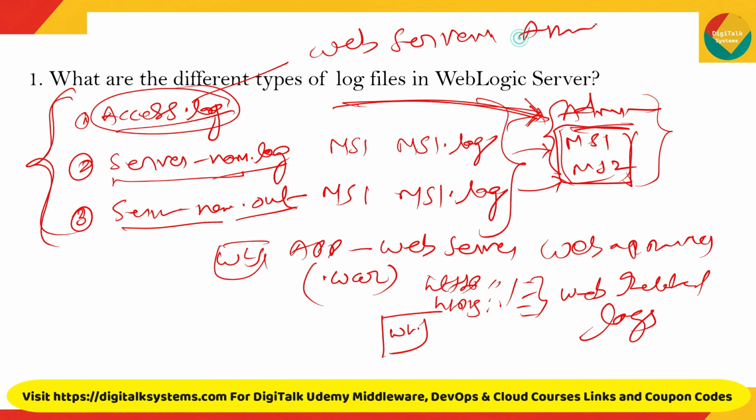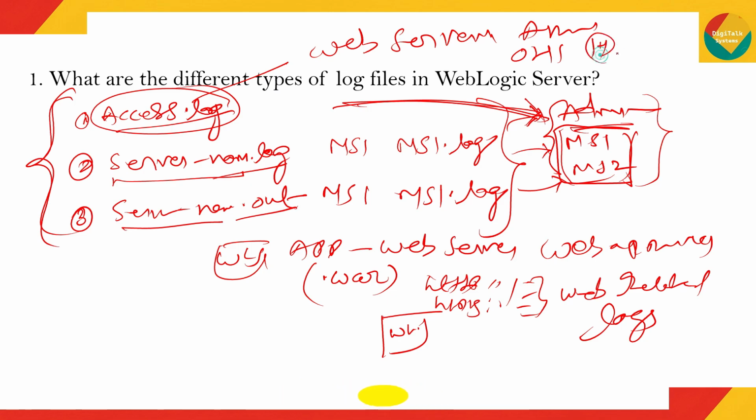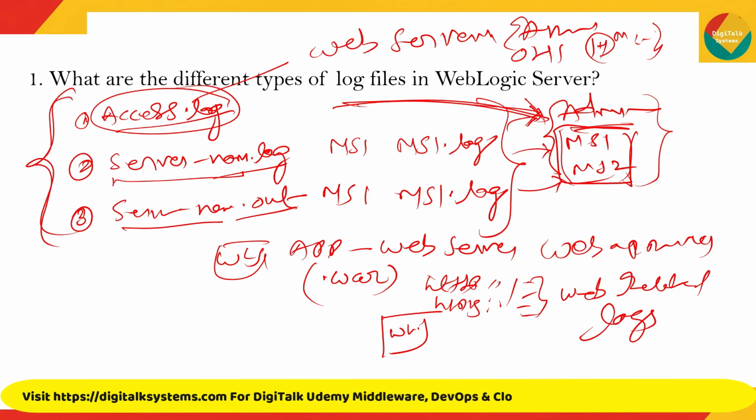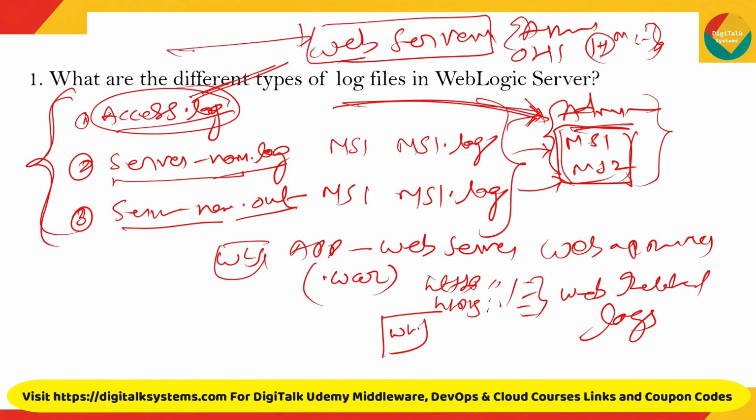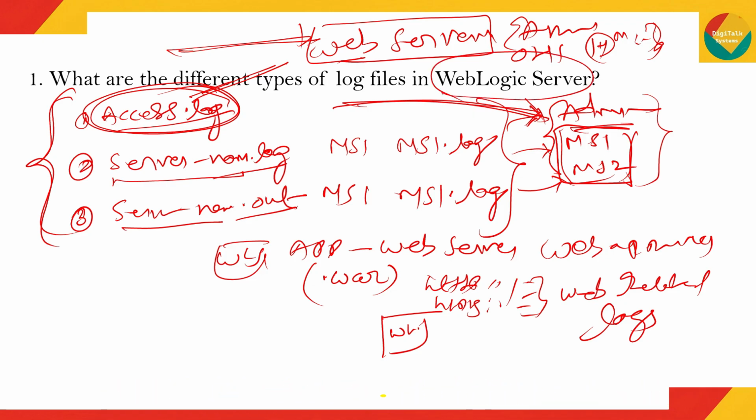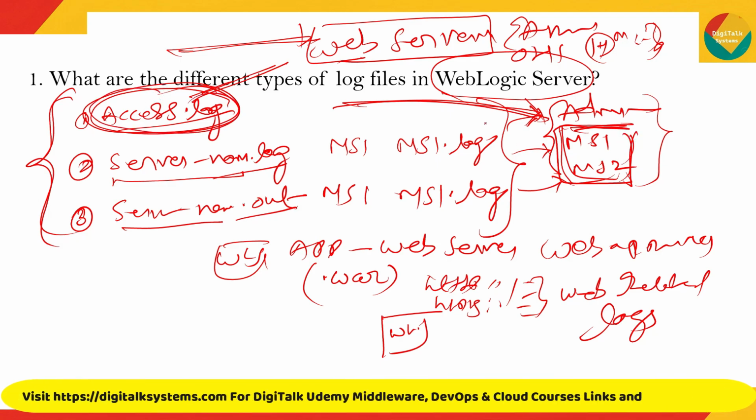If you know about Apache web server or Oracle OHS, IBM HTTP Server, and Microsoft IIS, there are multiple web servers, and for each of them we have the access.log. Whatever request is received by the web server gets logged in the access.log. Similarly, because WebLogic also acts as a web server along with the application server, it also creates the access.log. Whatever request comes to your managed server, where you have deployed your application, will be logged in the access.log.